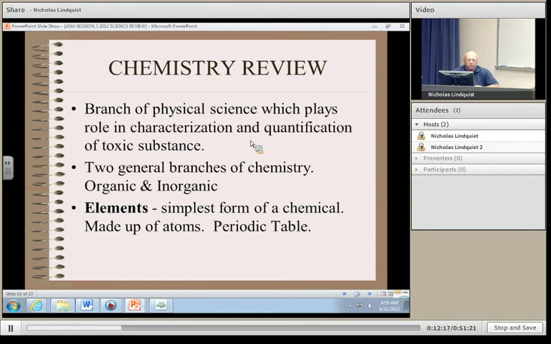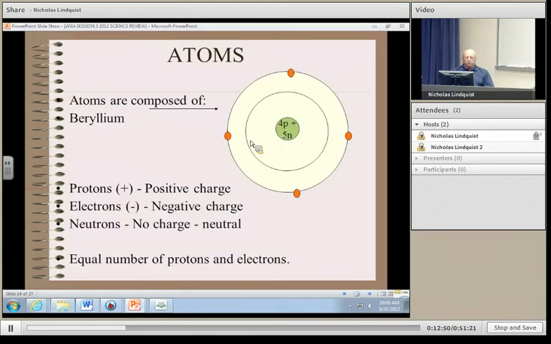From your early days in undergraduate work, you may recall organic and inorganic chemistry. When we look at the simplest form of a chemical, it's referred to as an element, and it's basically made up of atoms. If you had a periodic table, you would see those elements listed on that table: oxygen, nitrogen, hydrogen, and so on. And each of those elements is made up of atoms. And if we look at the atoms, they basically are composed of protons, neutrons, and electrons.